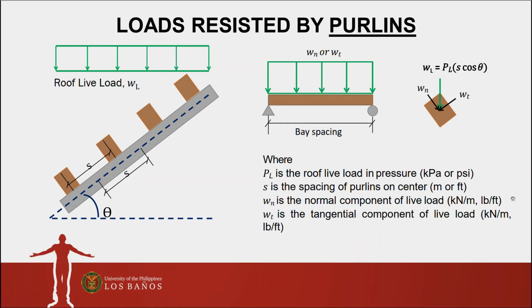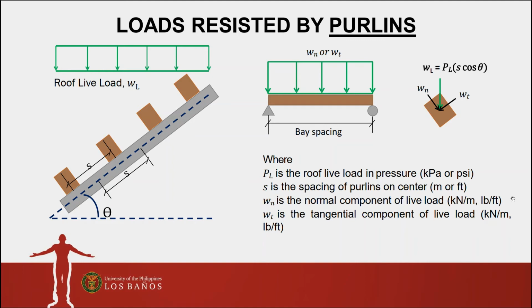So in this case, W sub L will be equal to P sub L, where P sub L is the roof live load and pressure, multiplied by the spacing of the purlins, times cosine theta, where theta is the roof pitch angle. So this will be the same for the roof dead load, wherein the area load will become a line load acting on the span of the purlin. Okay.